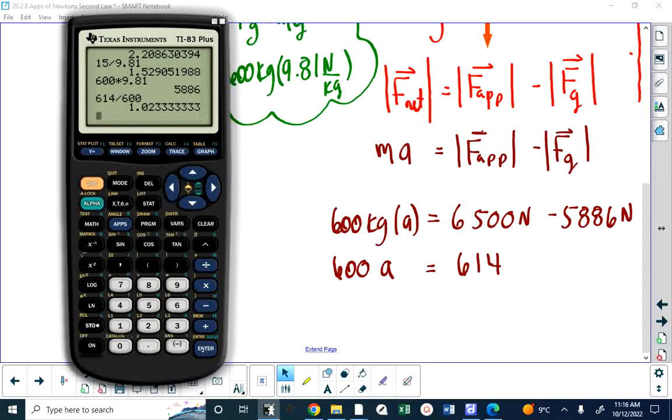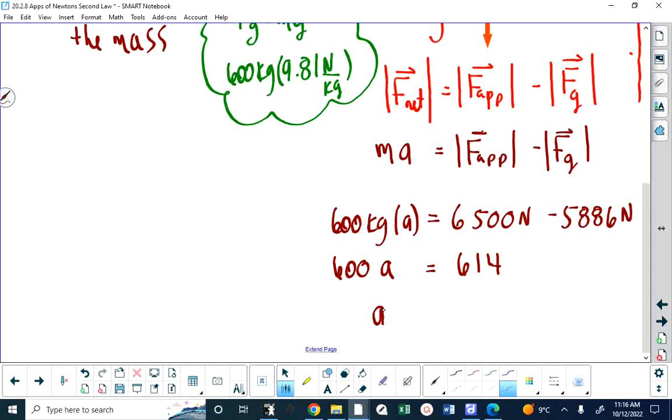So we get an acceleration of 1.02 meters per second squared, and it's up because the applied force up is more than the force of gravity. Any questions with that first one?